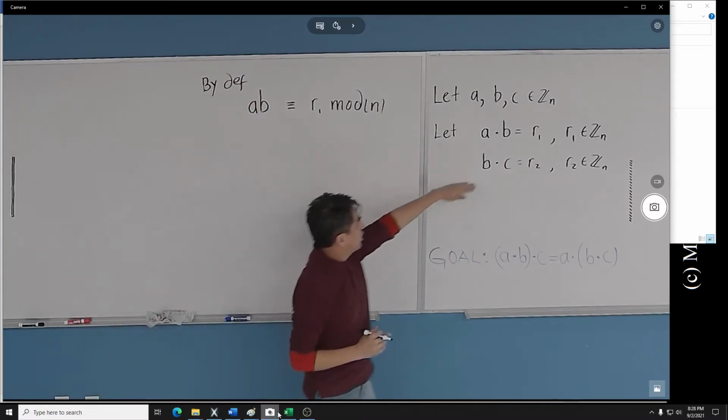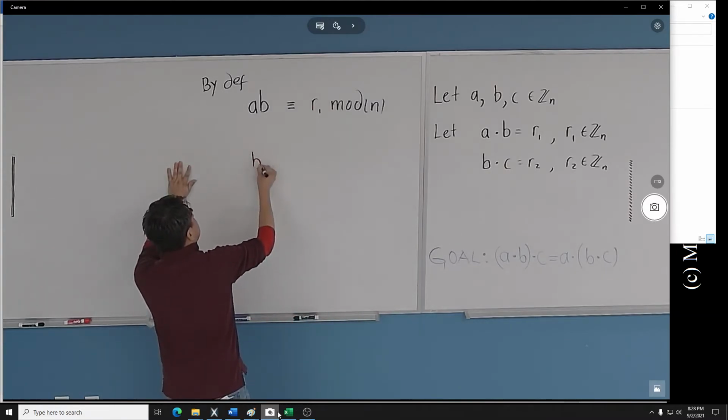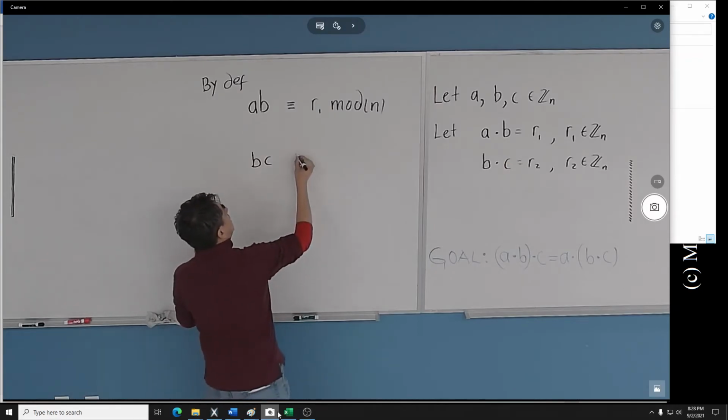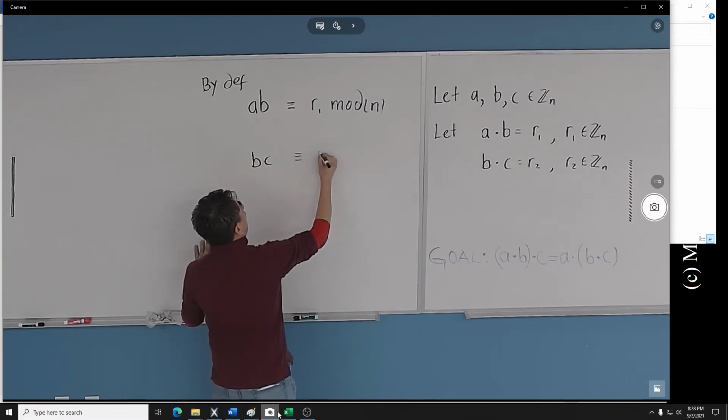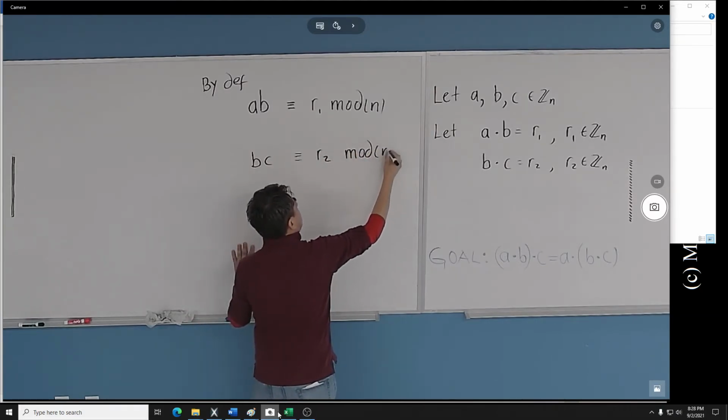Similarly, in our second equality, by definition that means that BC, this is normal multiplication of integers, is congruent to R2 modulo n.